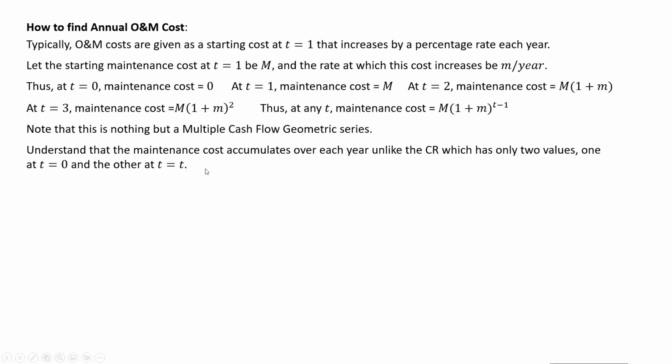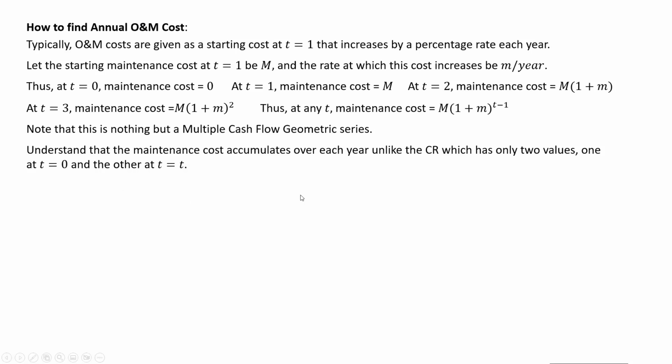Understand that the maintenance cost accumulates over each year, unlike the capital recovery, which has only two values, one at t equals 0 and the other at t equals t, right? So this maintenance cost, it's gone. You would have expended that. So every year, your cash flow diagram will have to reflect all the cash that you spent on this O&M, operating and maintenance, every year.